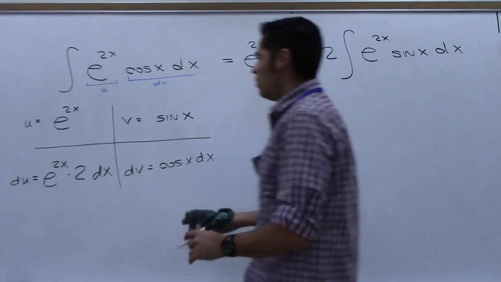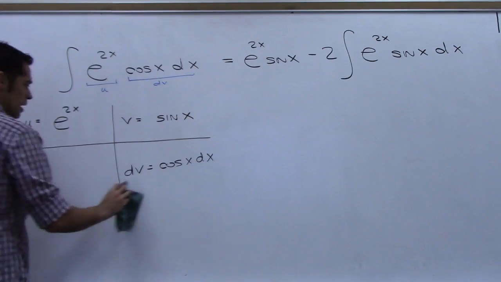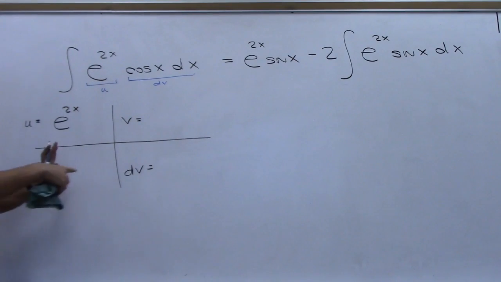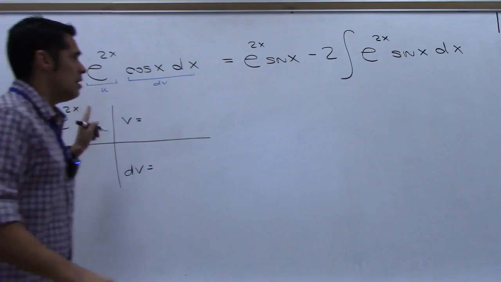So I'm going to make a new table over here because there are some things that are slightly different in this new table. So I'm doing a second integration by parts. Do you all see that? So u is going to be e to the 2x.